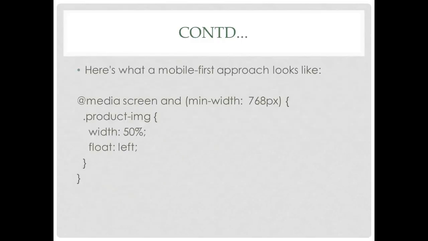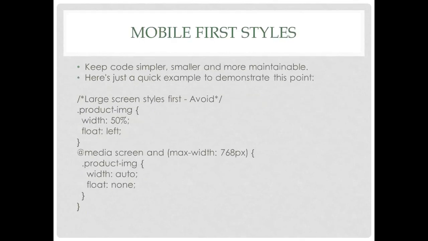So how can we do it? This is how the style looks for the mobile first approach. We can set the width as 50% and float as left and leave it there alone. With this example itself, we can understand how many lines of code we are avoiding when we take the mobile first approach.